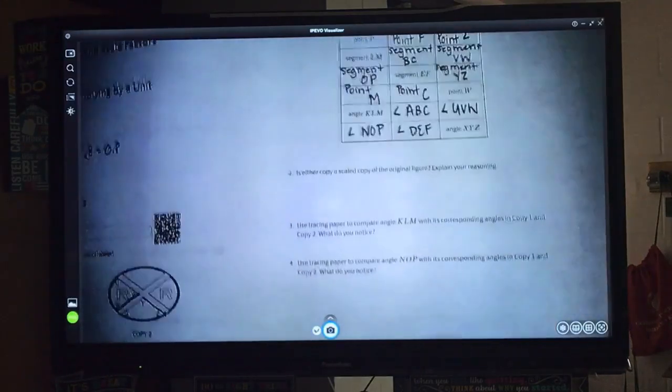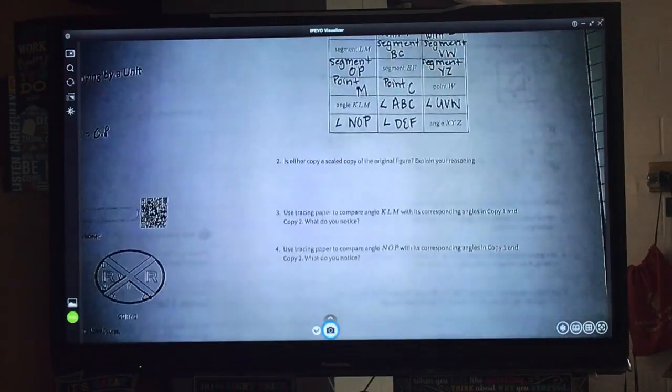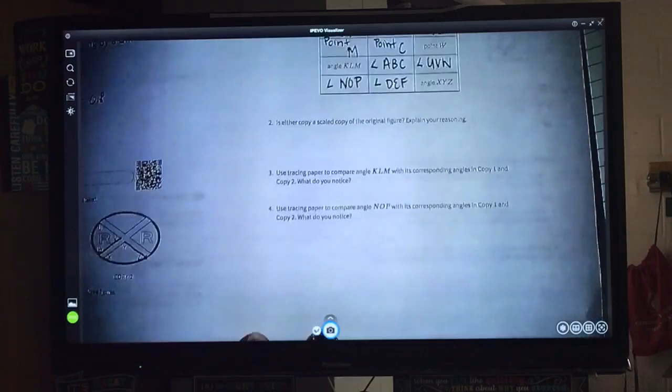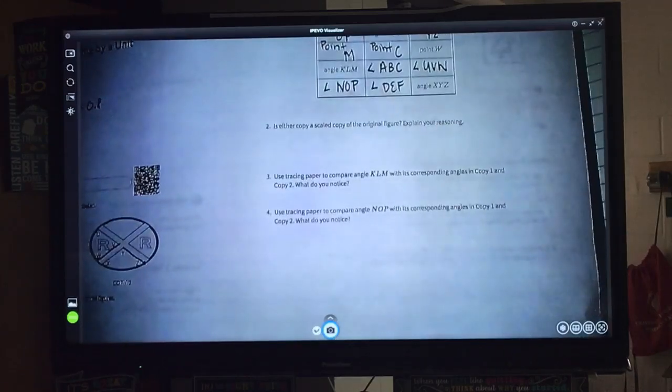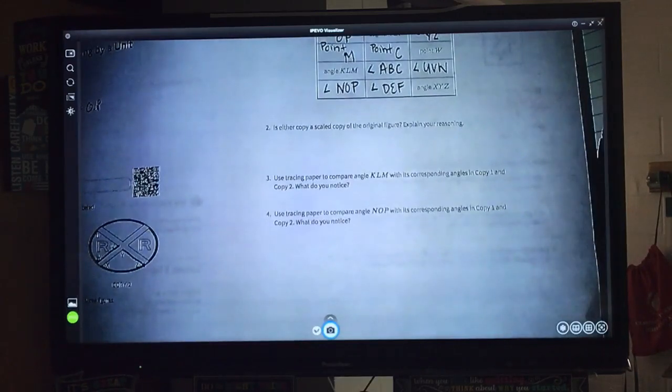Alright, so for 2, 3, and 4, you guys are gonna be doing this on your own. It says, for number 2, is either copy a scaled copy of the original figure, explain how you know. Then for number 3, which I have to give you tracing paper, it says use tracing paper to compare angle KLM with its corresponding angle in copy 1 and copy 2. What do you notice? And then again, use tracing paper to compare angle NOP with its corresponding angle in copy 1 and copy 2. What do you notice? So I'm gonna grab that copy paper real quick.